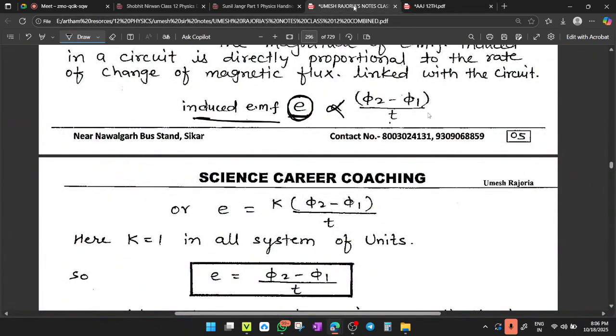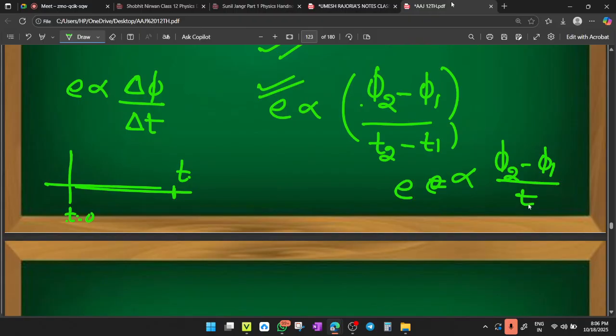Understood this line? From where it came, okay? Means phi 2 minus phi 1 upon T, because generally your starting time is 0 and final time is T. So no need to write T2 minus T1 every time; rather you can take T minus 0, so it will become T. Clear?